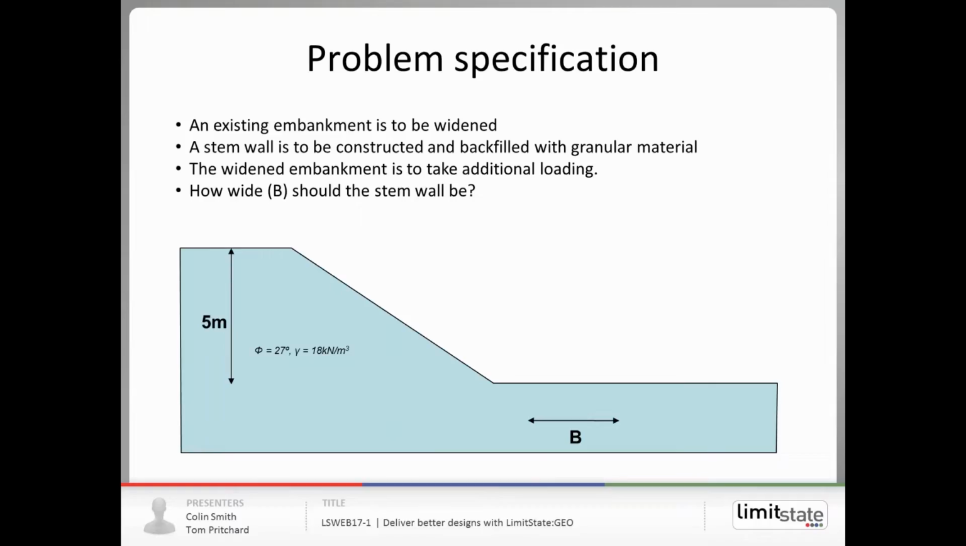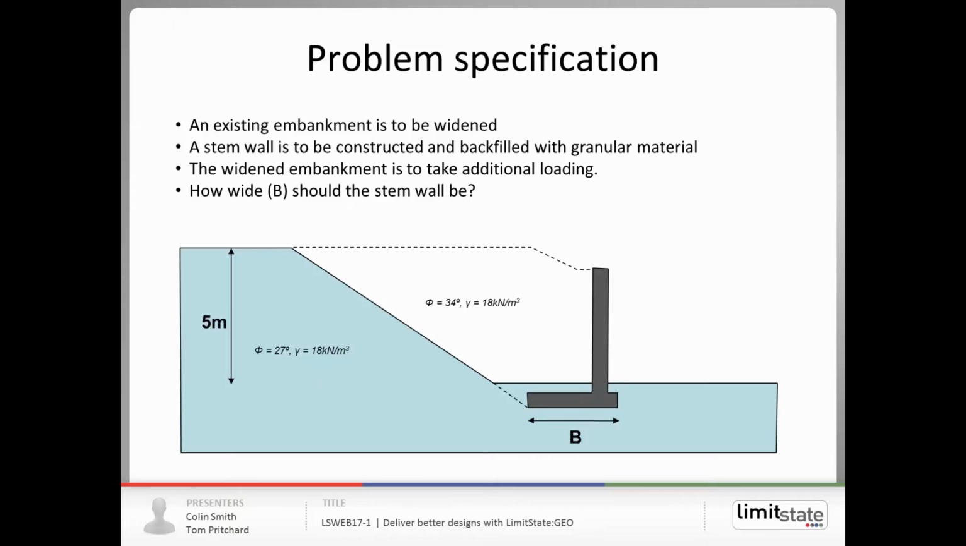So the problem we have is we have an existing embankment. It needs to be widened. We know how high the embankment is and what the strength of the soil is and the weight. In order to widen it, due to space restrictions, we're going to use a stem wall and backfill that with granular material, and the widened embankment is to take additional loading. So the question is, how wide or big should that stem wall be?